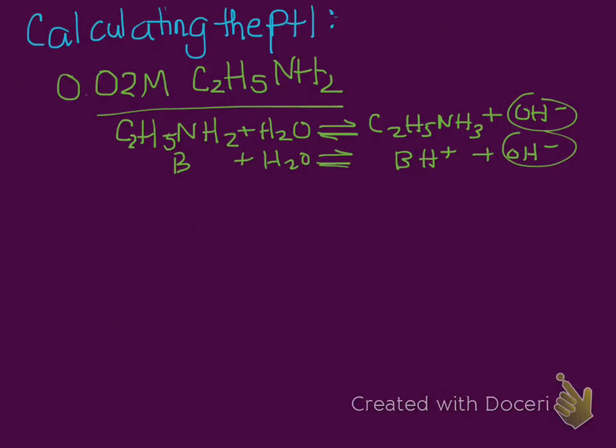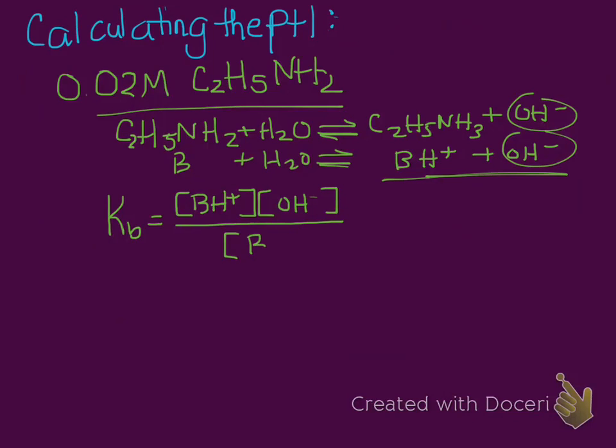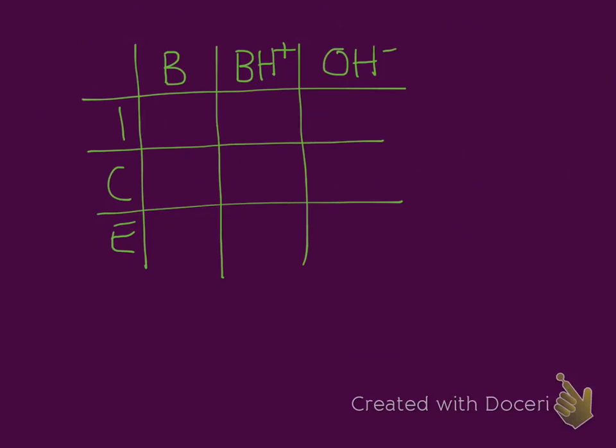So our Kb for this. Why is this a Kb and not some other type of K? By definition, a Kb must have an OH minus in its numerator. So this would have an OH minus as a product, because a K value is always products over reactants. So I'm going to substitute in the generic version of this. So we've got Kb equals the concentration of BH plus times OH minus over B.